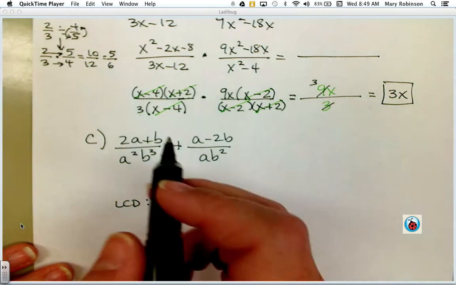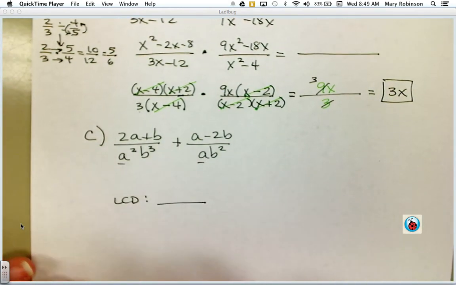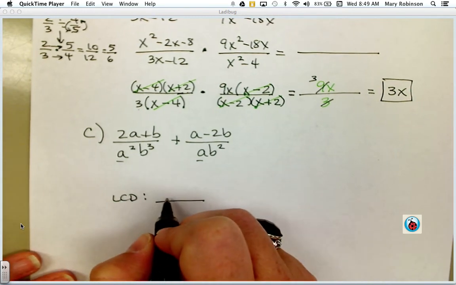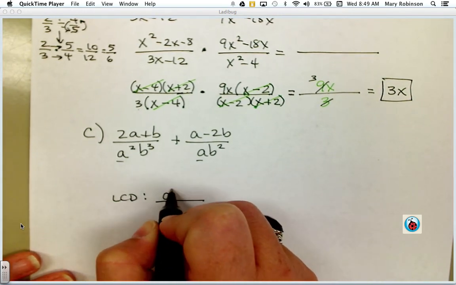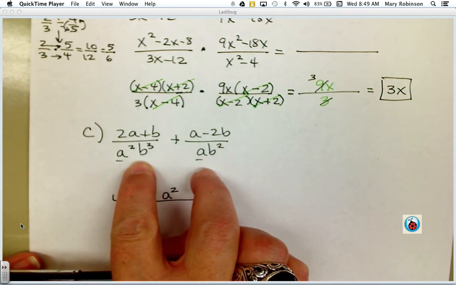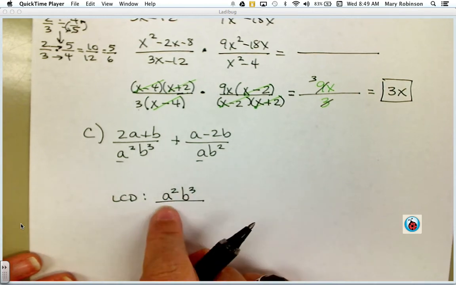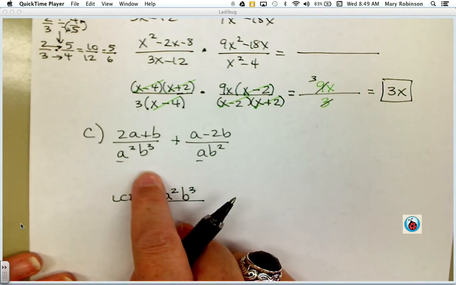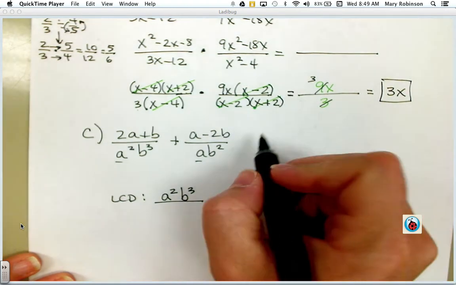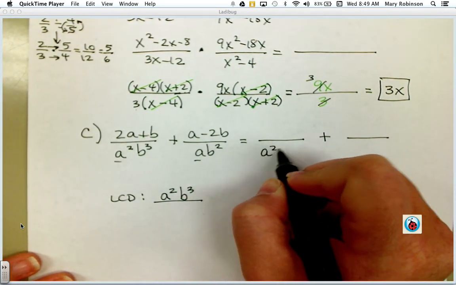Whenever we have the same factors repeated, so notice we have a in both of our denominators, we must choose the one that has the larger exponent. So we would choose a squared. If we've got b cubed and b, we choose the one with the larger exponent. So a squared b cubed is our common denominator. So what I'm now going to do is create 2 fractions where my denominators are a squared b cubed.